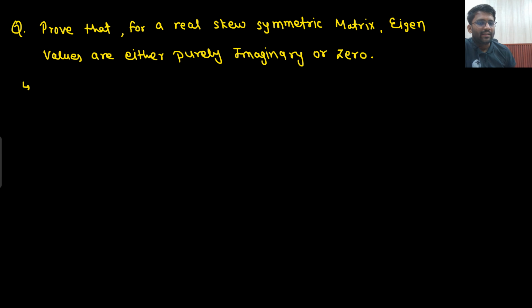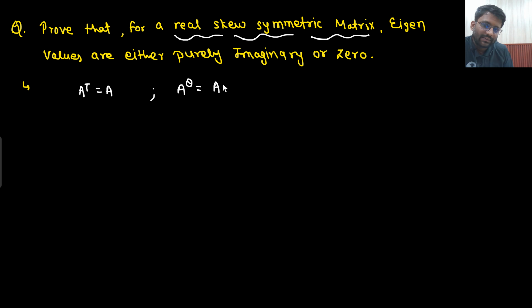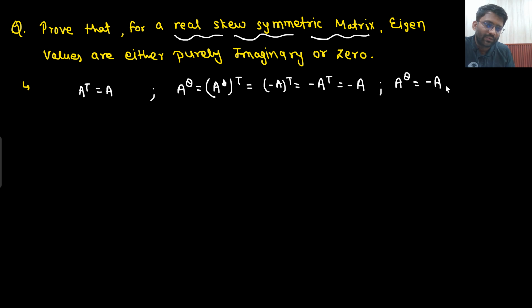Prove that for a real skew symmetric matrix, eigenvalues are either purely imaginary or 0. Real skew symmetric matrix. So again it is real, that means A transpose would be equal to A. And what will be your A conjugate? That is given as A conjugate and then transpose. A conjugate transpose is equal to minus A only. So it could be written as minus A transpose, or it could be written as minus A. That means eventually you are getting A conjugate transpose equals minus A.